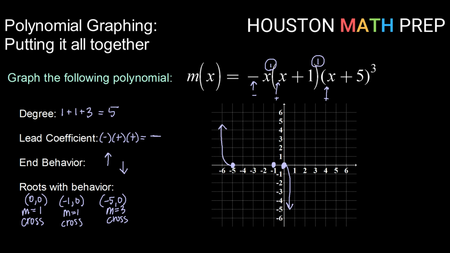So starting at negative 5, I have cross behavior and I have multiplicity 3. Now remember, with multiplicity 3, we're going to get that more flattened out crossing in comparison to an m equals 1, which is going to be a more linear crossing. So at negative 5, I'm going to come through and sort of flatten out, but still cross through.